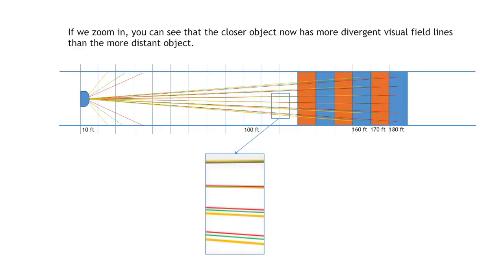If we zoom in, you can see that the closer the object has more divergent visual field lines than the more distant object. So the more distant paint on the wall is those red, green, and yellow lines that are more acute, extending out further at that 160 foot and 170 foot range. And then as we go closer into that 10-foot range, you can see how wide those angles are and how different they are.